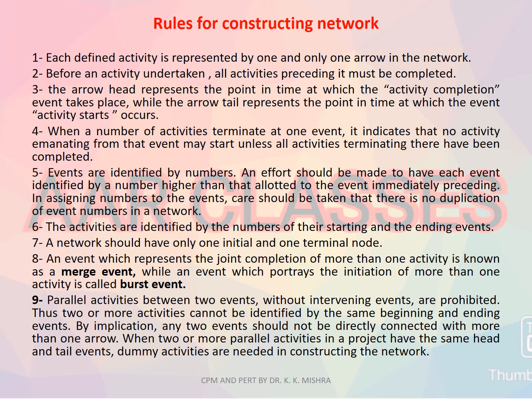Now, there is a set of certain rules for constructing the network. Here I have tried to put it in at one go so that it becomes easier for you to understand. First, each activity must be represented by an arrow. Second, before an activity is undertaken, all activities preceding it must be completed. Third, the arrow head represents the point in time at which the activity completion event takes place, while the arrow tail represents the point in time at which the activity event occurs.